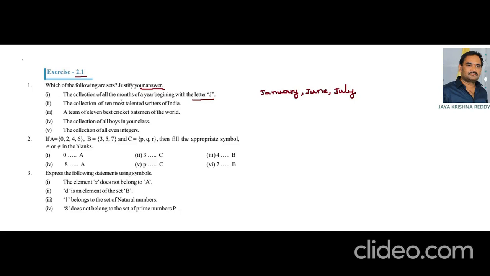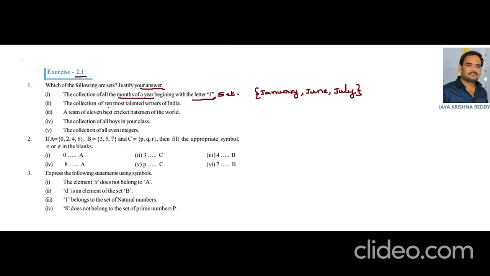So the definition is here very clear. We have to select the months of a year that should start with the letter J. So here the common property is well defined. So it is a set. This is a set. And we can write the elements like this: January, June and July.